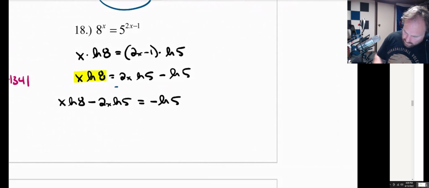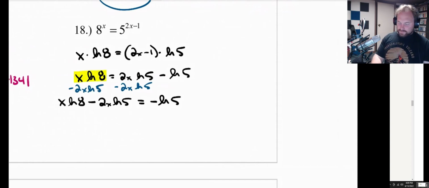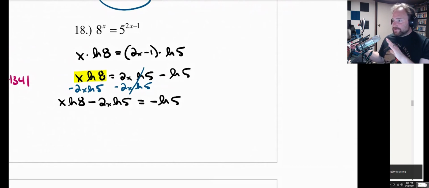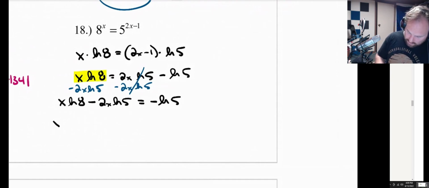Again, all we're doing here is subtracting this entire quantity from both sides. And it cannot combine. It looks like it might be able to, but it doesn't. Now, we're going to go ahead and use a common algebra trick. We're going to factor out the x from what we're doing here. We're going to get rid of that x. Pull it out because we want to keep it by itself. This is natural log of 8 minus 2 natural log of 5.